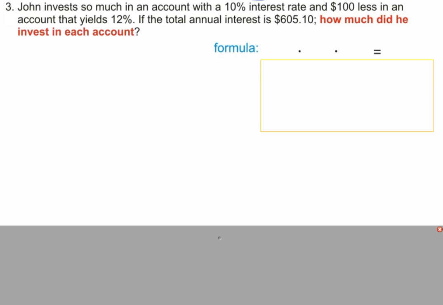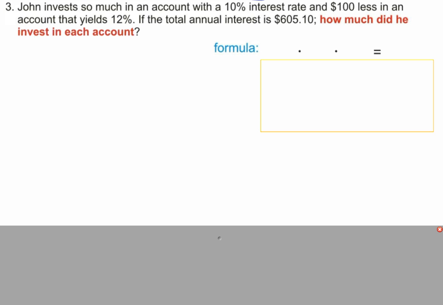Okay, so next type of problem is an investment type problem, right? John invests so much into an account with 10% interest rate and 100 less in an account that yields 12%. If the total annual interest is $605.10, how much did he invest in each account?